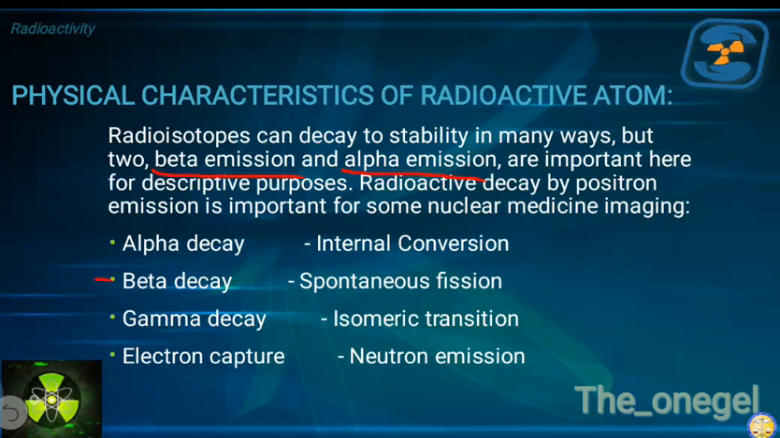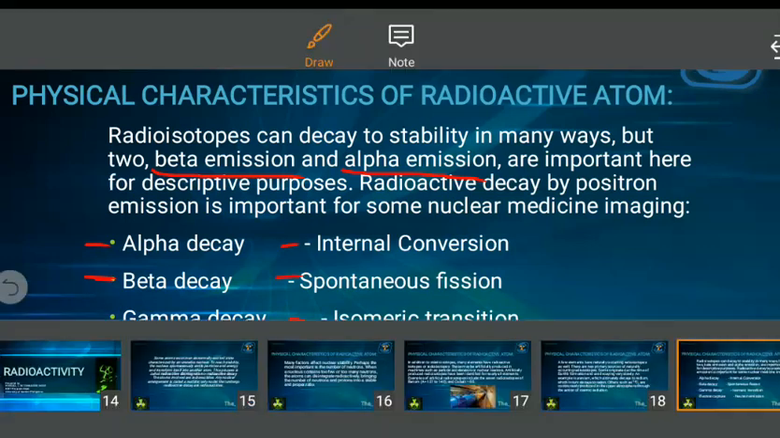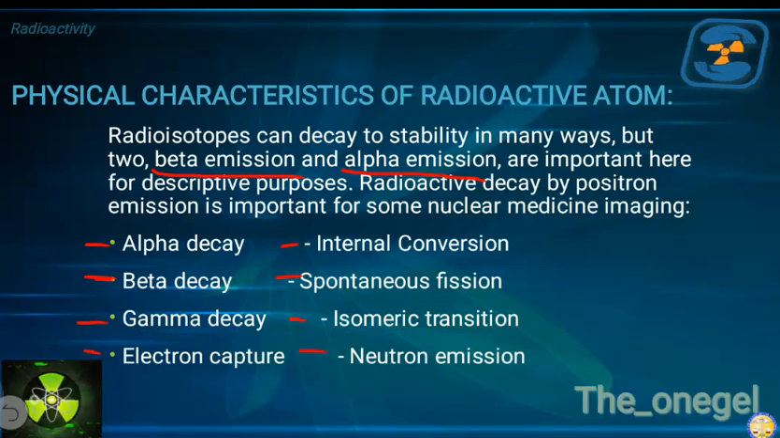So, para mas maintindihan natin ang process ng radioactivity, so we will discuss the 8 types of radioactive decay. Una, we have alpha decay, we have beta, of course. Kasi nga sabi natin kanina, may dalawang important sa radiologic technology profession, si alpha at saka si beta emission, beta decay. Next, we have gamma. We have electron capture, internal conversion, spontaneous fission, isomeric transition, and neutron emission.